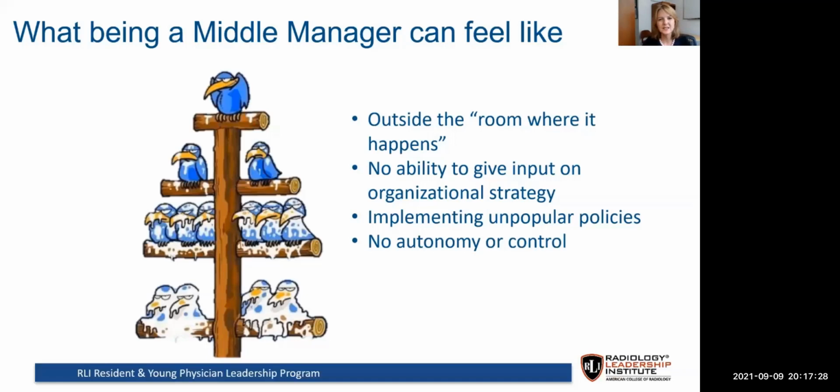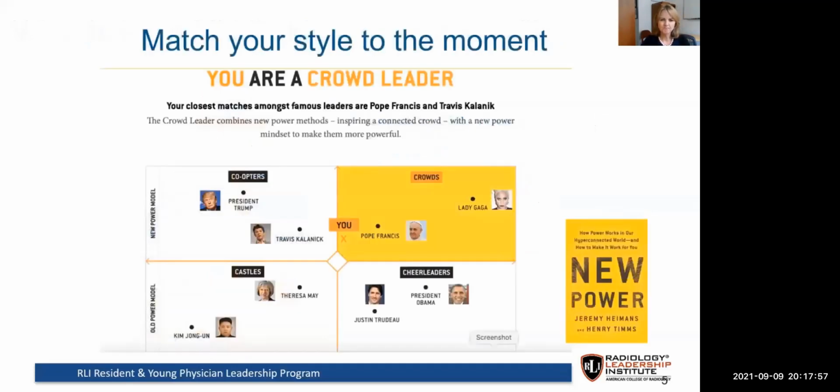A C-suite that doesn't understand the importance of connecting with people on the ground, people who are actually executing on the organizational vision and mission, probably isn't going to be as successful. So this is a role and a position in an organization where there's a lot of opportunity, but let's be clear, it can feel a little bit frustrating. So how can we find techniques and tactics to move past that?